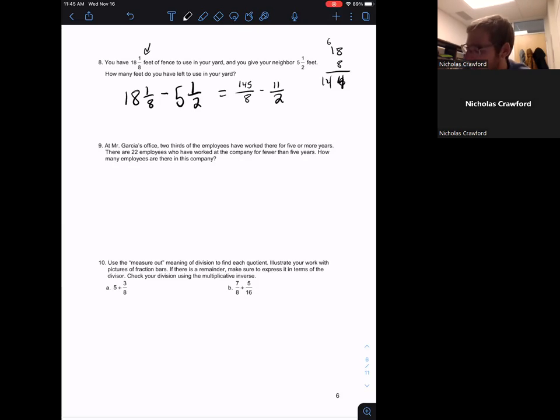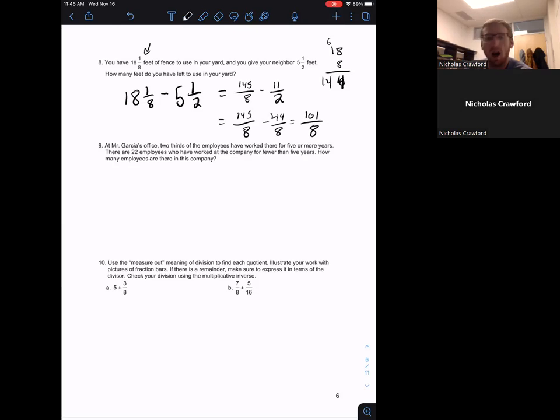So I could multiply top and bottom of that second fraction. I want them to have common denominators. So I multiply by 4 over 4, which gives me 44 over 8. And now I do this and get 101 over 8.